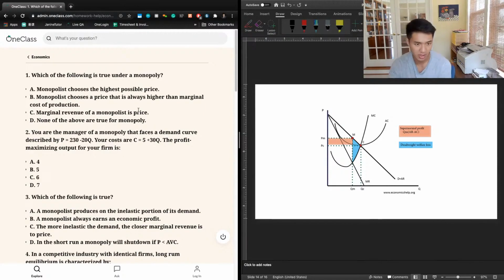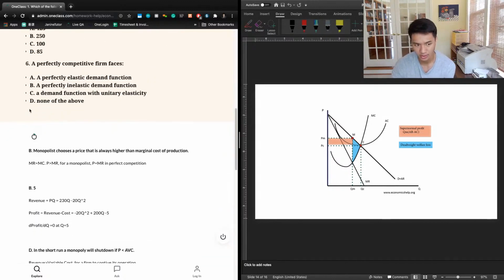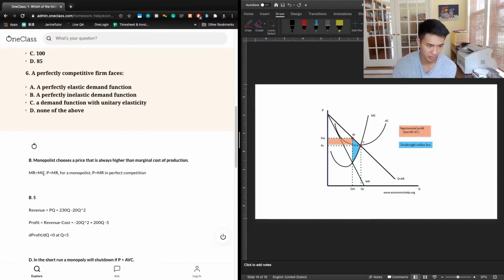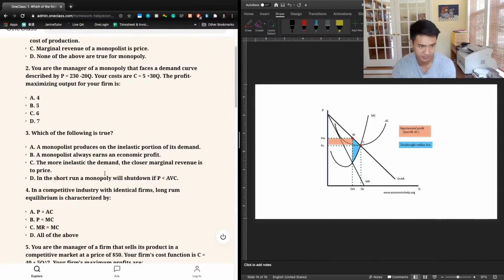C says marginal revenue of a monopolist is price. And again, the marginal revenue of a monopolist is not always price. The price is PM, but marginal revenue is lower. And so that's not going to be true. So B is the correct answer here. And the previous tutor also said B. Marginal revenue is equal to marginal cost. P is greater than marginal revenue for a monopolist. P is equal to marginal revenue in perfect competition.